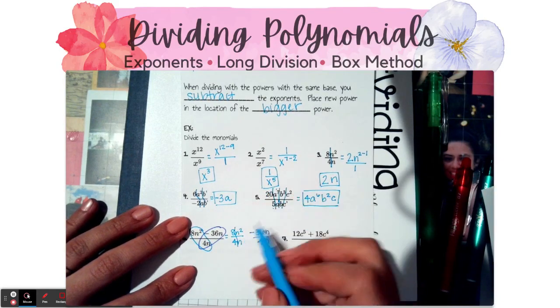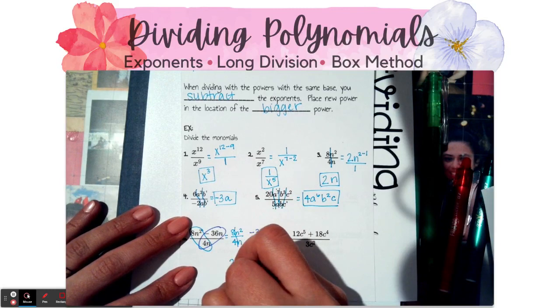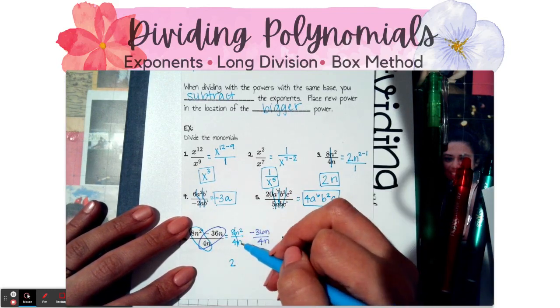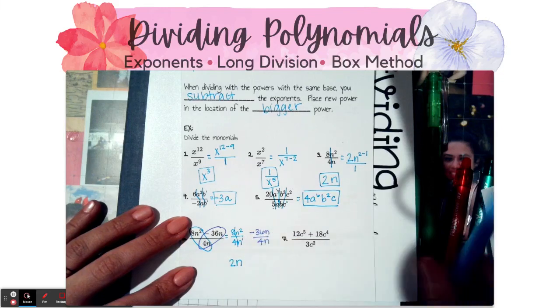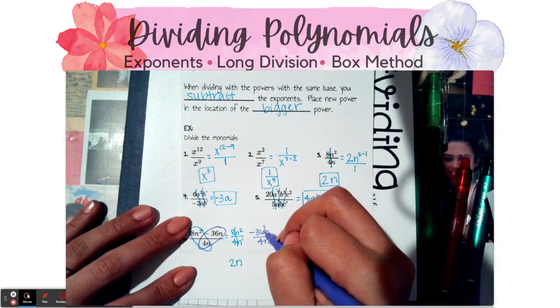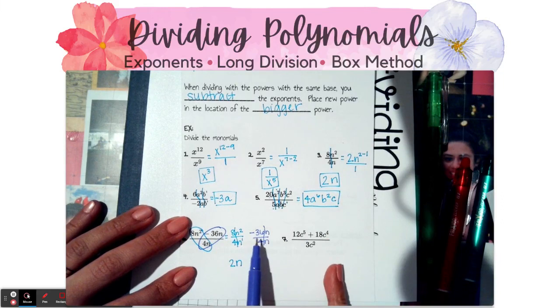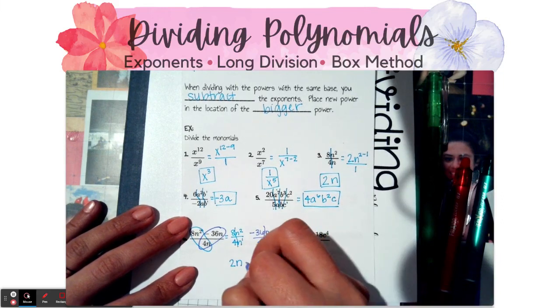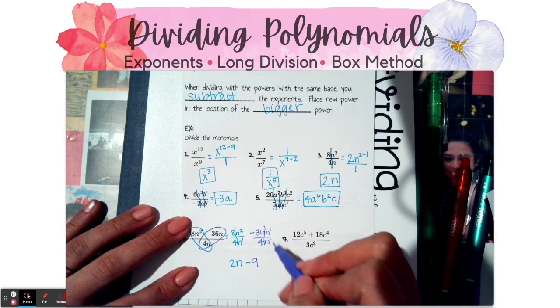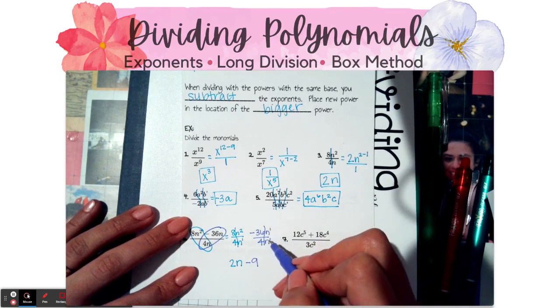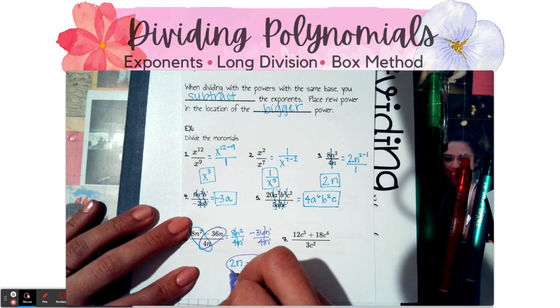Split up. 8 divided by 4, 2, n squared divided by n. 2 minus 1 is 1, so just 2n. Split up. Negative 36 divided by 4 is negative 9. N to the 1st power over n to the 1st power. 1 minus 1 is 0, meaning those cancel out, so here's my answer.